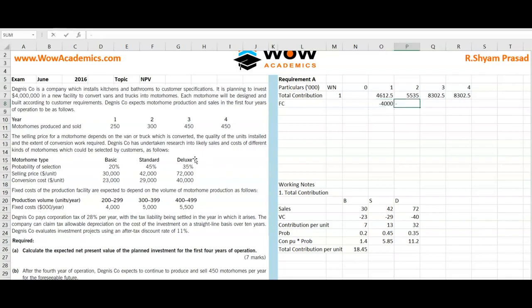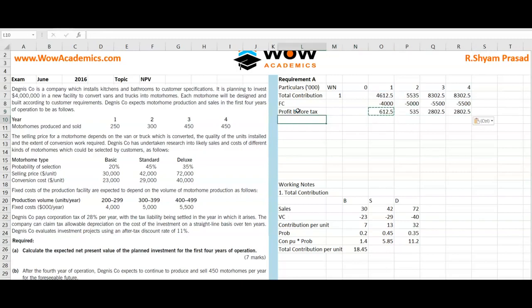So the next number would be 300 units. For 300, it is 5,000 fixed cost. And for 450 units, it's going to be 5,500 fixed cost. And for again 450 units, it's the same 5,500 fixed cost. So we can directly take it like this. So once we have done, we will be getting the profit before tax. So profit before tax is simply adding both the numbers. You will get the answer.